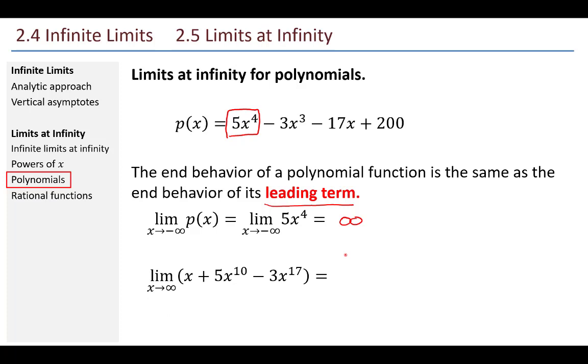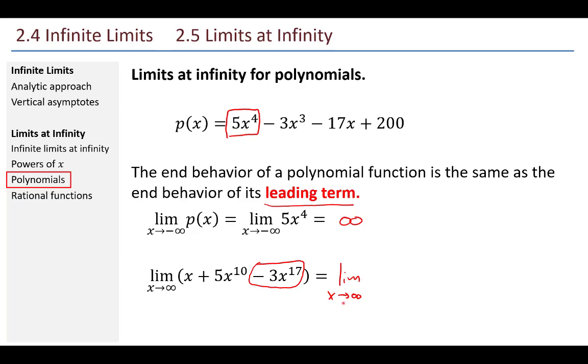Now how about this example? In this example, x goes to infinity, and here's my polynomial. What is the simple version? Limit as x goes to infinity. Well, my leading term, careful, it's not 5x to the 10. The leading term is negative 3x to the 17.